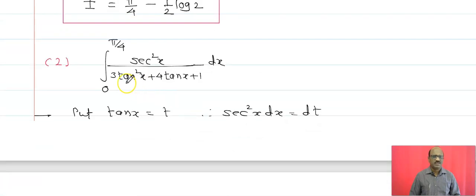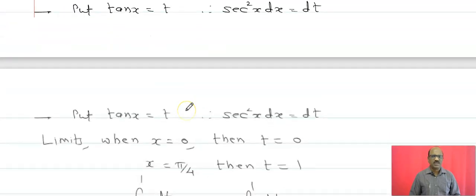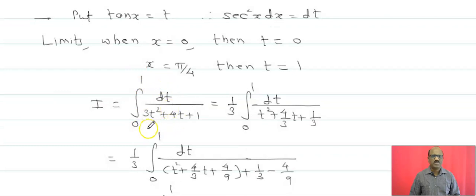And dt upon 3 tan square x, where tan x means t. Therefore 3t square plus 4t plus 1, and you will get the integral from 0 to 1 of dt upon 3t square plus 4t plus 1.